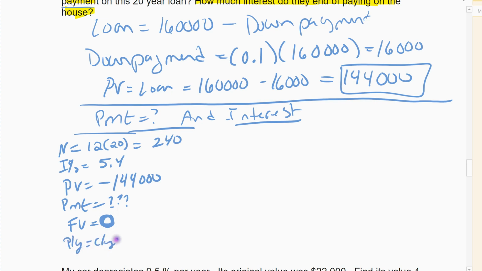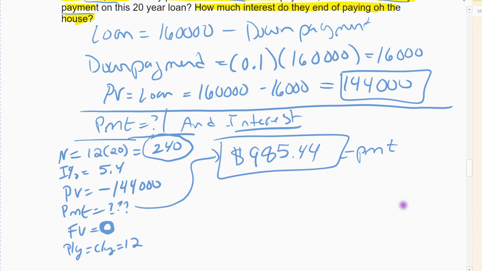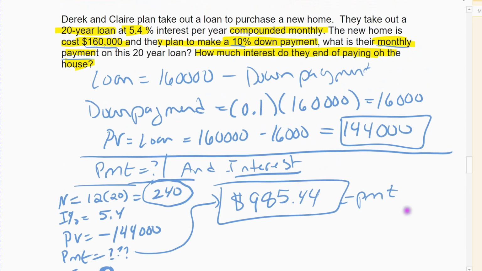Payment period and compounding period in this case are both monthly, so 12, and I'm figuring out the PMT first. All right, plugging it into the calculator, the payments per month are going to be fairly large, $985.44. That's the monthly payment. So every month, for 20 years, they have to pay a little under $1,000. So that's the first question: what was their monthly payment?